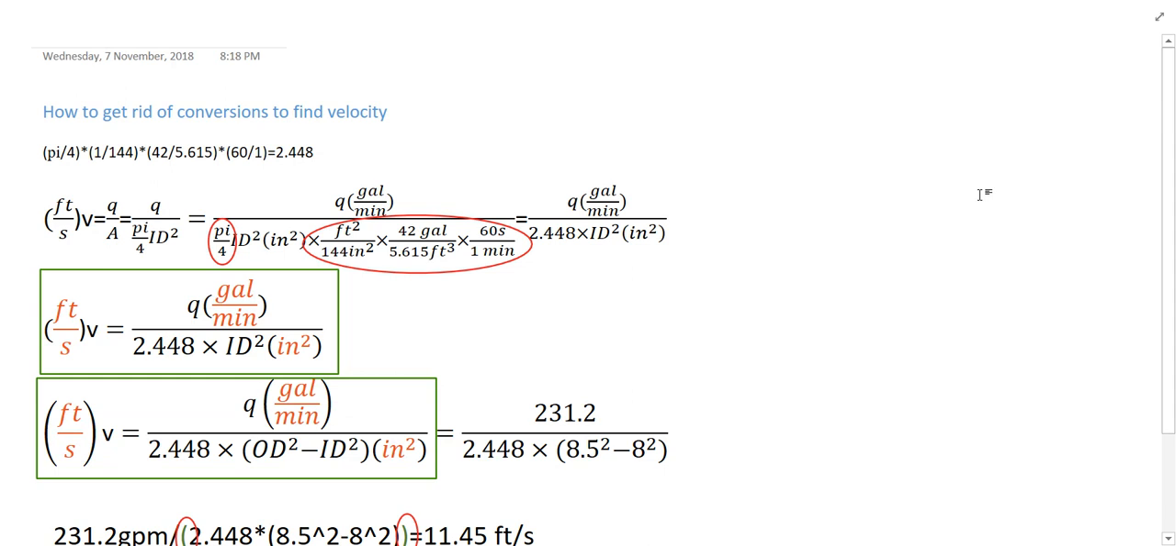Hello everyone, in this video we are going to see how we can get rid of the conversions when we want to find velocity using the flow rate. If the flow rate unit is gallon per minute and the diameter is in inch, and we want to find the velocity in feet per second.